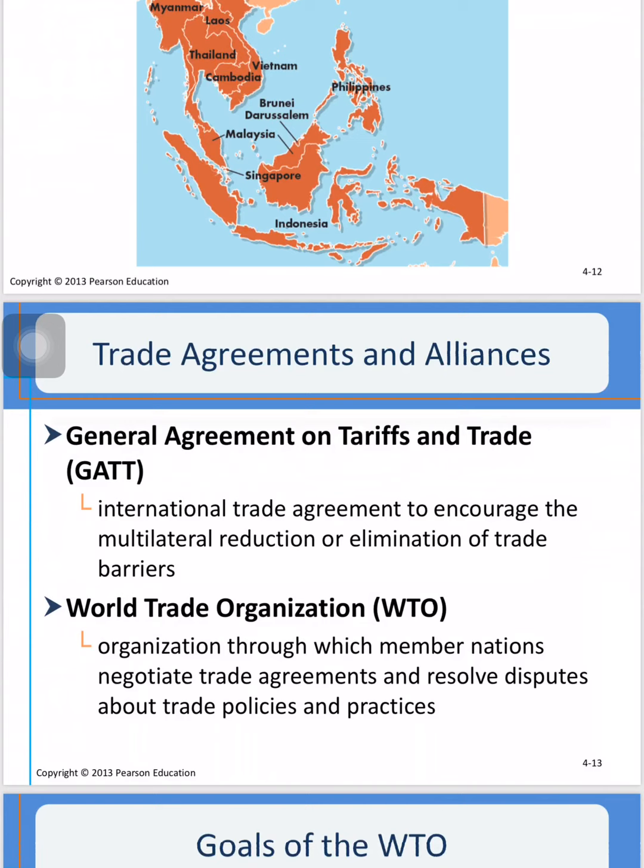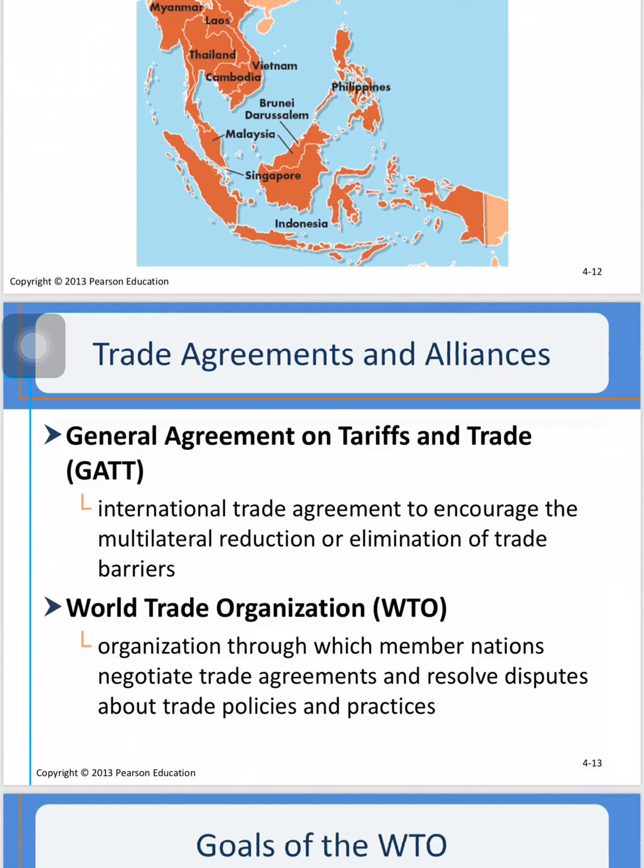disputes about trade policy and practices. The WTO aims to promote trade by encouraging members to adopt fair trade practices, to reduce trade barriers by promoting multilateral negotiations, and also to establish fair procedures to solve disputes. Okay, measures to protect local products are under the WTO.